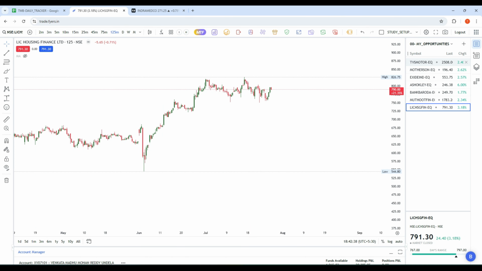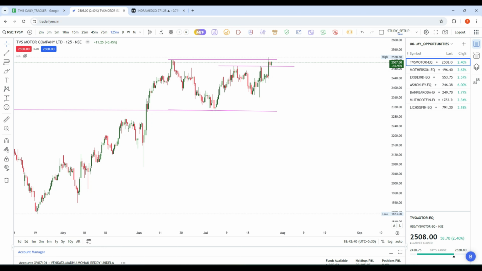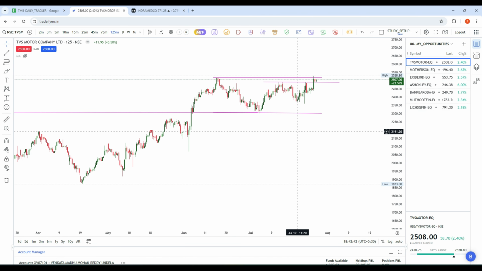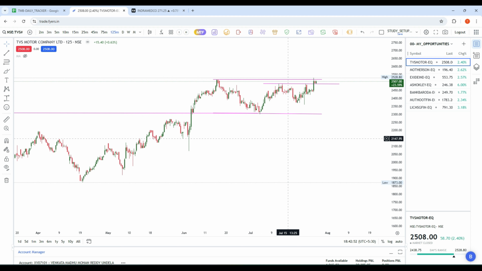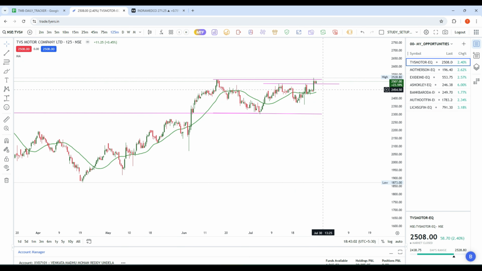Okay, let's come back to the chart trade setups. For anything we want to trade, the minimum we require is the trend as well as the pattern. Here, this is the 20 moving average. I always look for the 20 moving average on any time frame.